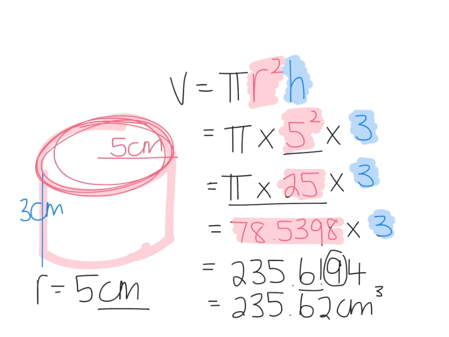Your cylinders may be on the side, but as long as you're looking at this area in here, and then just timesing it by that height measurement that you're given, that's shown here in blue, you will easily find the volume of that cylinder.